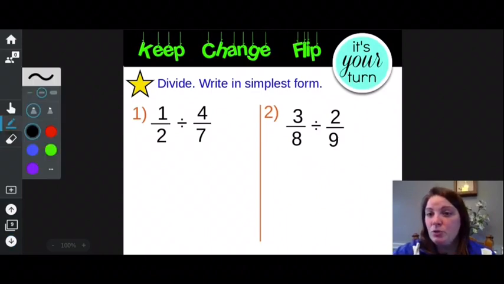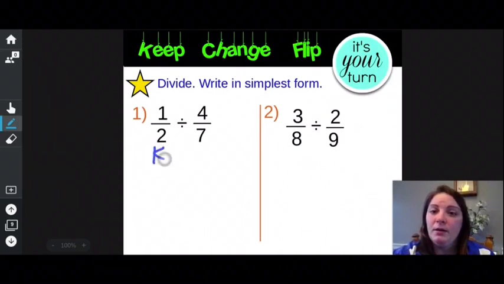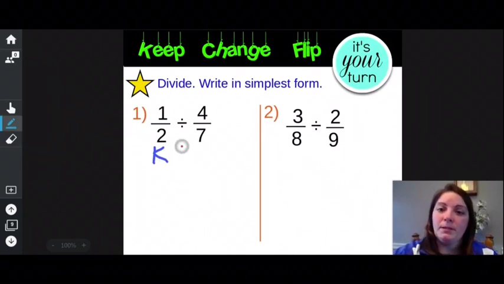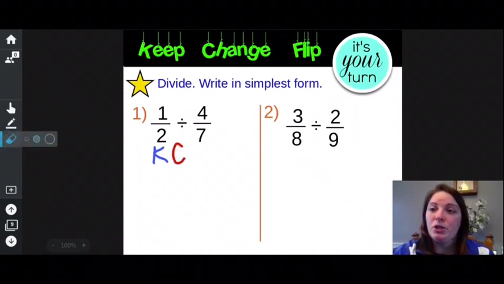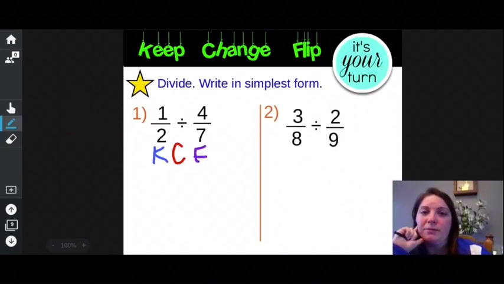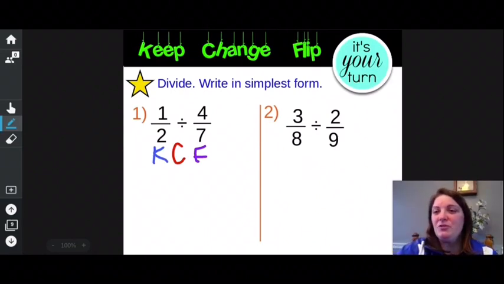A helpful hint is to always write the K for keep, the C for change, and the F for flip. I remember doing this when I was learning this skill when I was your age. I would write a K under the first fraction, a C under the operation, and an F under the second fraction. Now, it's not Kentucky Fried Chicken. Okay, a lot of people think KFC. It's Kentucky Chicken Fried, I guess you can think of it. Okay, keep, change, flip. So let's do this.